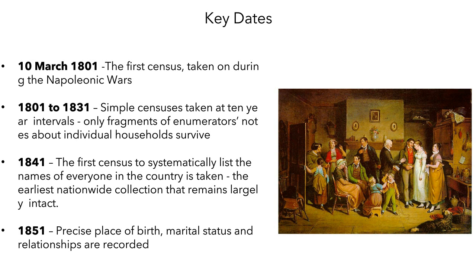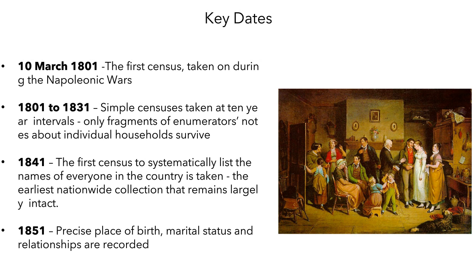So, here's basically a quick rundown of key dates, because obviously the censuses changed over time. As mentioned earlier, the first census was taken on the 10th of March, 1801, and this was taken during the Napoleonic Wars. It was intended really to gather statistical information and to manage increasing demand for food, because of course there was a war on and these things were important.